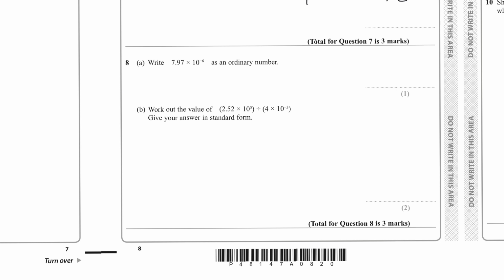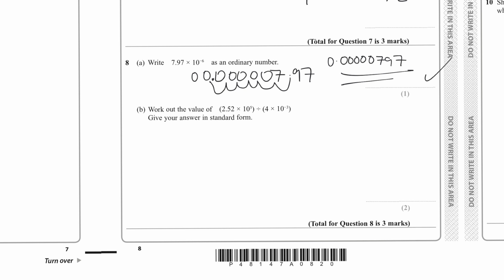So if we were to do that, we have 7.97. Because it's a smaller number, I'm going to put loads of zeros in front. To go back 6 spaces, that's 1, 2, 3, 4, 5, 6. So our final answer is 0.0000797. And that is literally your final answer. So again, if you want to refresh your memory on standard form, click on my video up above.